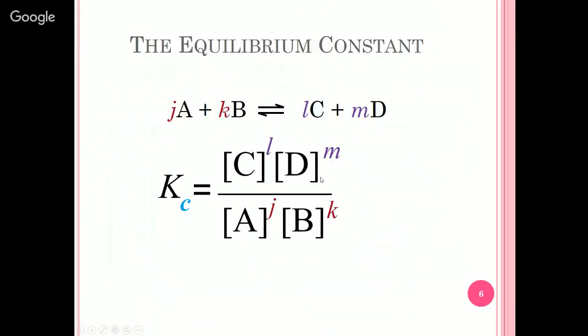So in our equilibrium expression, we are simply looking at our coefficients and making them exponents. And it will always be our products, which are always on the right-hand side of our arrows, over our reactants, which are always on the left-hand side of our arrows.